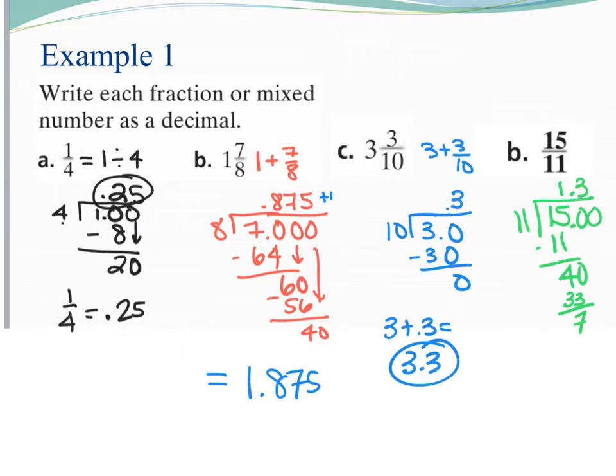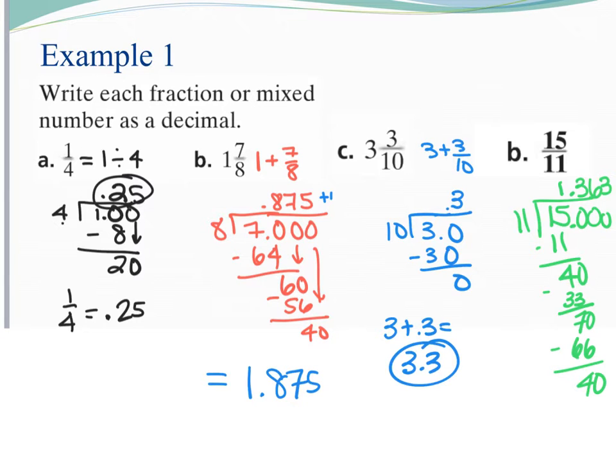I'm going to have to bring down another 0. 11 will go into 76 times, which gives me 66. And I'm subtracting these, so now I have a 4. I'm going to bring down another 0, and 11 goes into 40. I've already done this, and if I continue to do this, what you're going to notice is that we're going to end up with a repeating decimal.